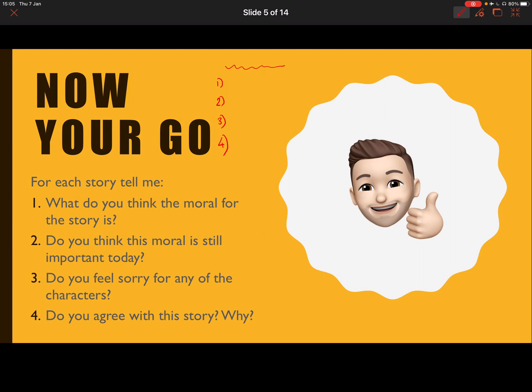Number 3, do you feel sorry for any of the characters? These characters were designed to be the baddies. The crow in that is a baddie, but you might feel sorry for her. You might think, oh, she was just tricked. And do you agree with the story? Do you think that what happened was the right thing?